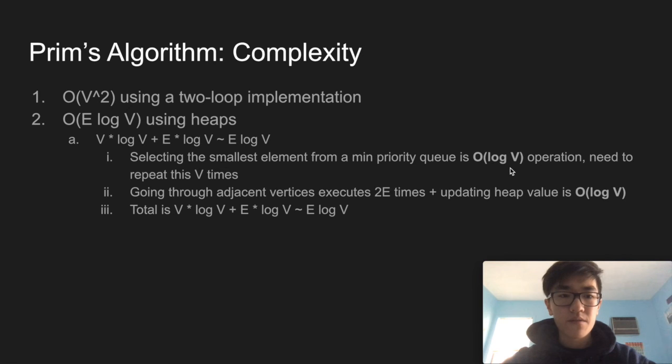To arrive at this big O, we'll want to break down the pseudocode into two parts. First is selecting the smallest element from the min priority queue, which is an O(log v) operation, and we need to repeat this v times until all the vertices have been visited, and so we arrive at big O of v log v. Second, we want to go through all the adjacent vertices in the graph, which is executed 2e times, and updating the heap value is also an O(log v) operation. And so from that we can arrive at a time complexity of e log v. And summing the two together, we'll arrive at an overall time complexity of e log v.